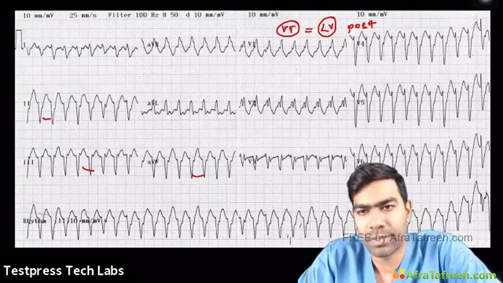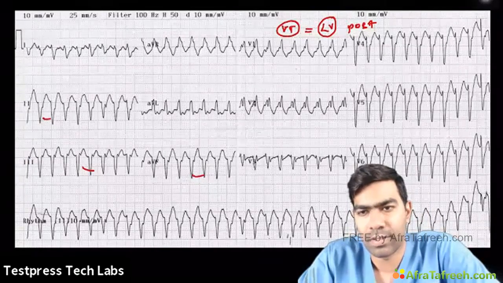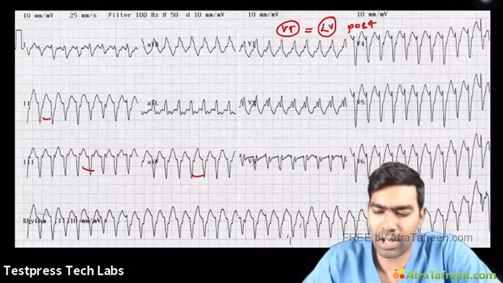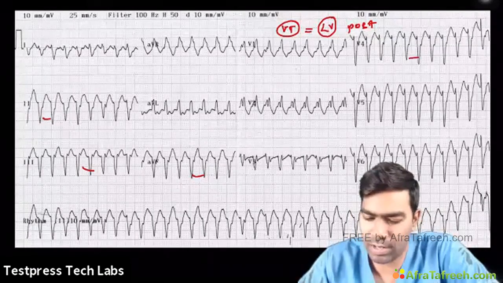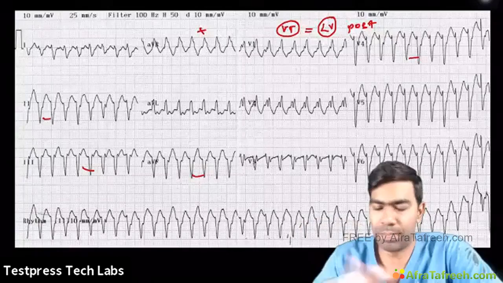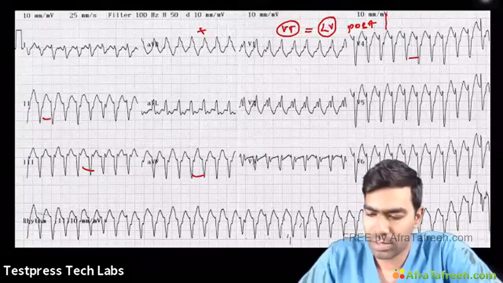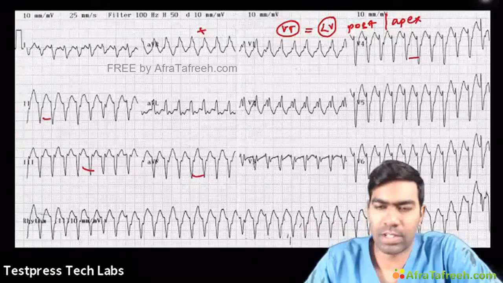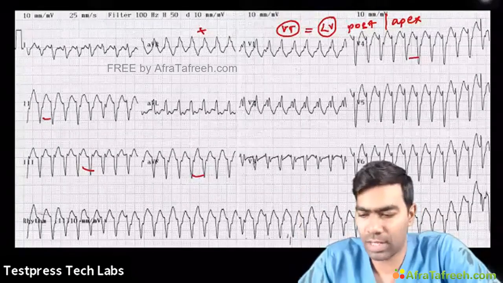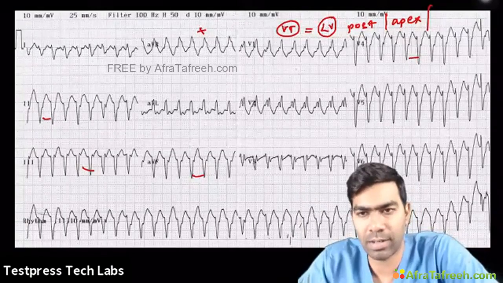Then what else? Is it coming from apex or base? See aVR. aVR is positive and V4 is negative. aVR is positive, so it's traveling towards the base, that is towards aVR. So it has to start from the apex. So it's starting from the apex and going towards the base. So it's coming from the LV apex, posterior surface. Septal or lateral?